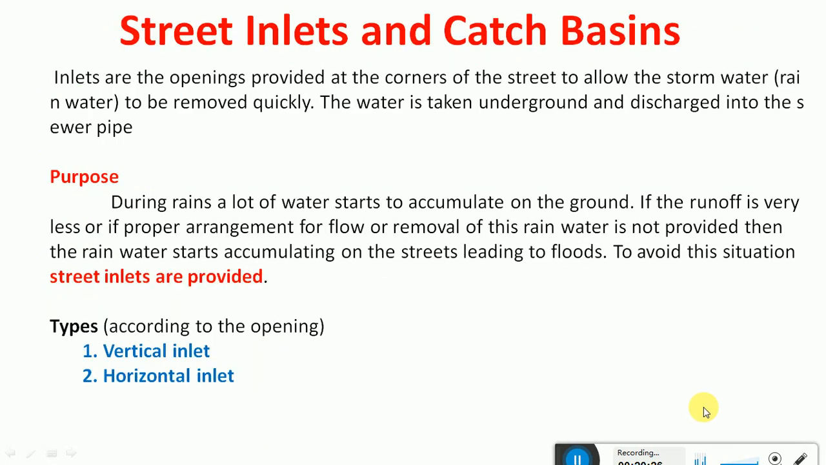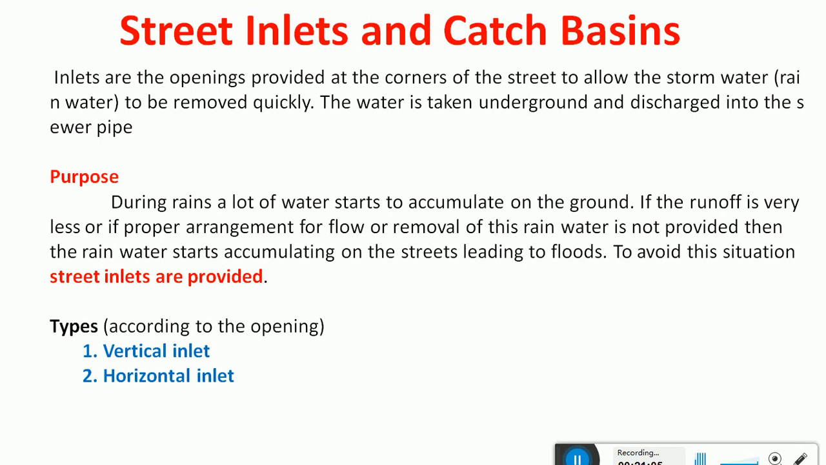Then we have something called street inlets and catch basins. These are provided to collect storm water. Water collected from your houses goes into a separate storm water sewer. During rain, excessive water accumulates on the ground. If the runoff is very low, or if there is no proper mechanism to collect this storm water, it may lead to flooding. The street will be full, and it becomes difficult for transportation.